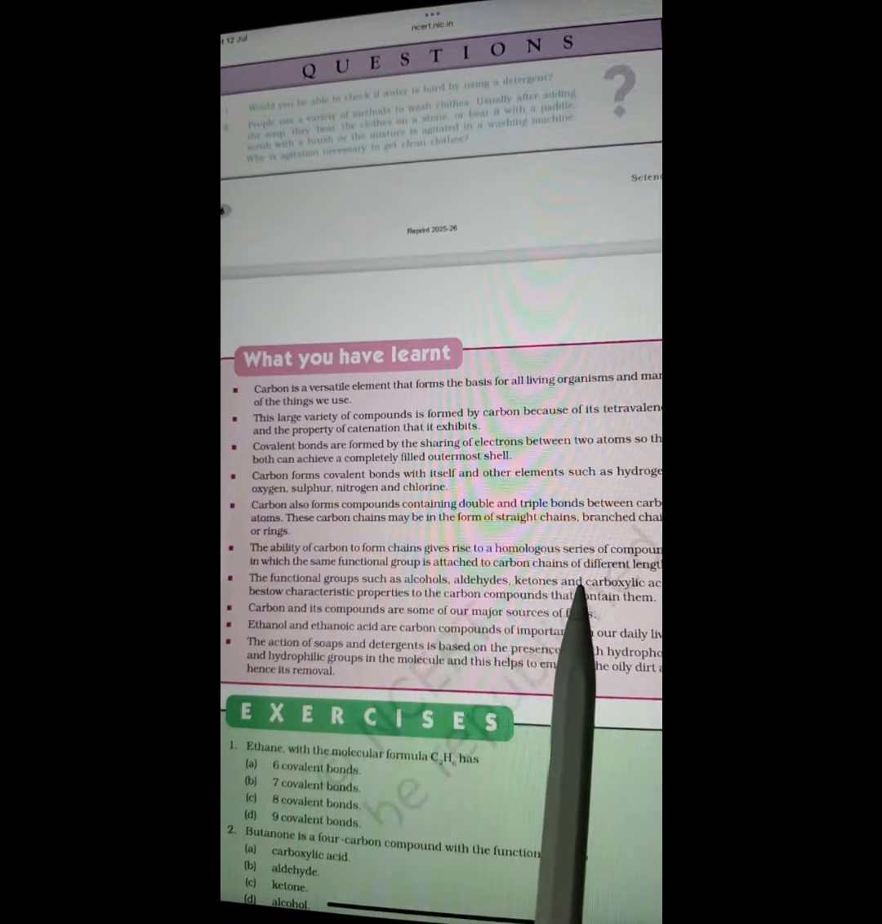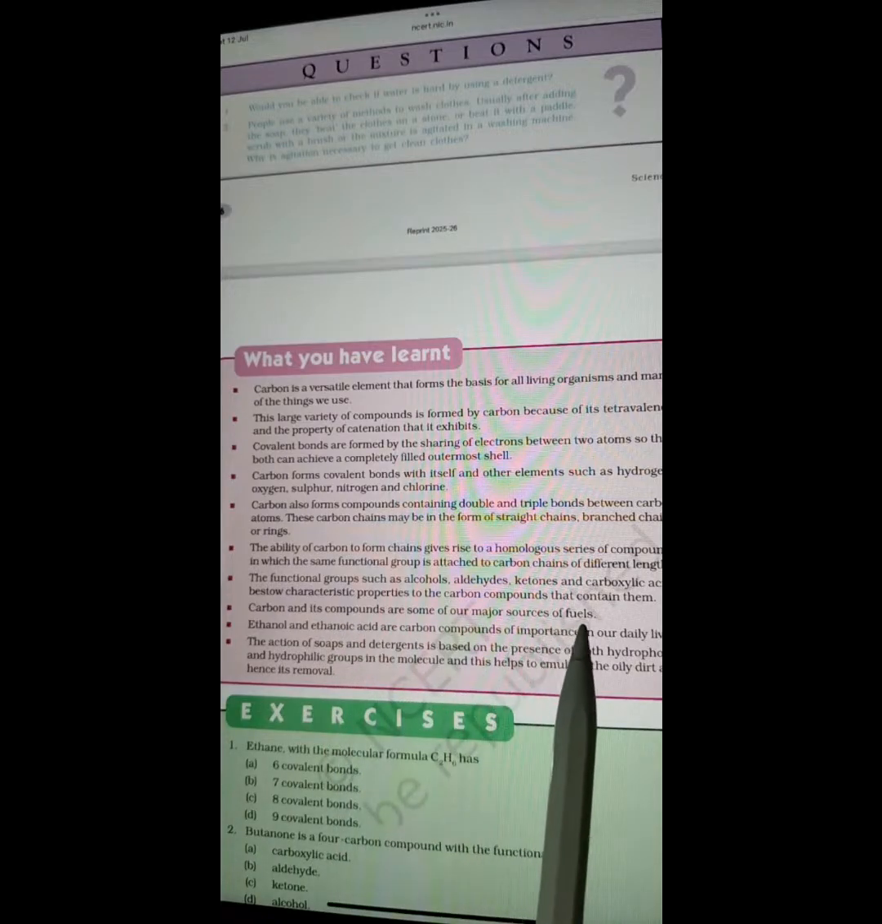The ability of carbon to form chains gives rise to a homologous series of compounds in which the same functional group is attached to carbon chains of different length. The functional groups such as alcohols, aldehydes, ketones, carboxylic acids bestow characteristic properties to the carbon compounds that contain them. Carbon and its compounds are some of our major sources of fuels. Ethanol and ethanoic acid are carbon compounds of importance in our daily lives. The action of soaps and detergents is based on the presence of both hydrophobic and hydrophilic groups in the molecule, and this helps to emulsify the oily dirt and hence its removal.